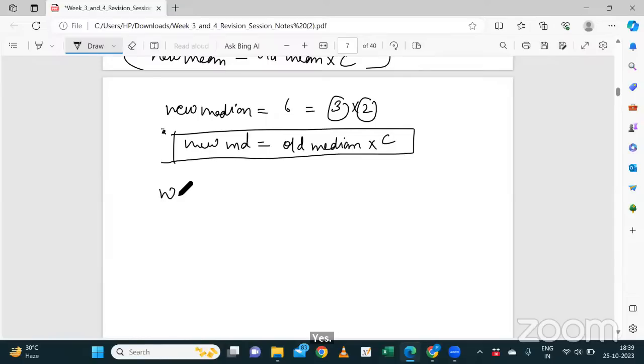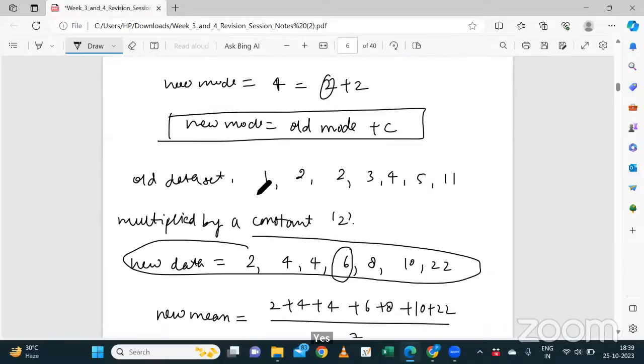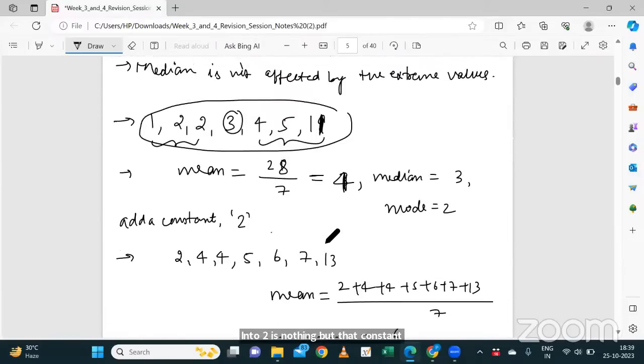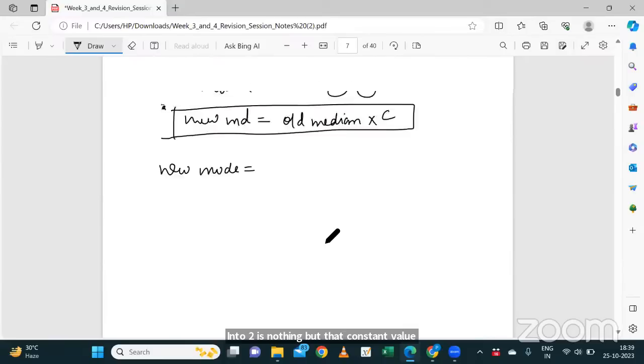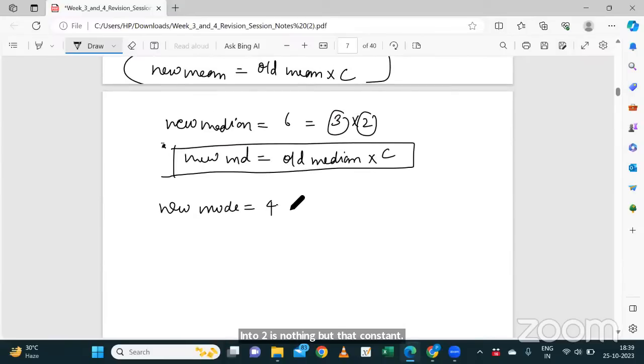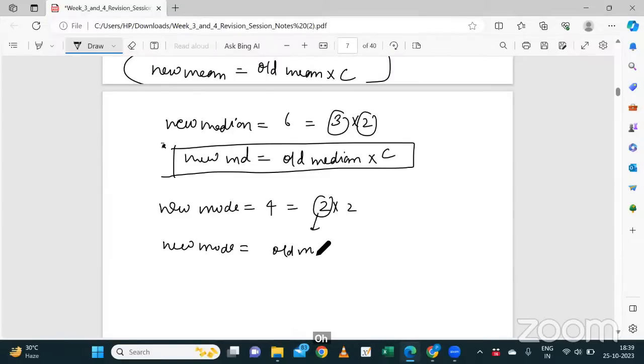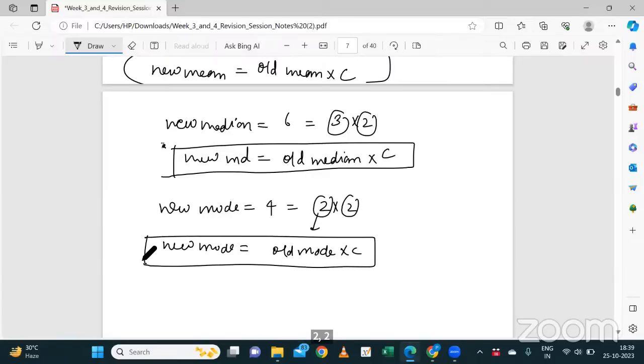What is the mode of the new data set? The old mode is 4. So the new mode is 4 into 2. Here 4 is the mode of the old data set, and this 2 is nothing but that constant value, right? Yes, sir. Is it clear for everyone? Yes, sir.